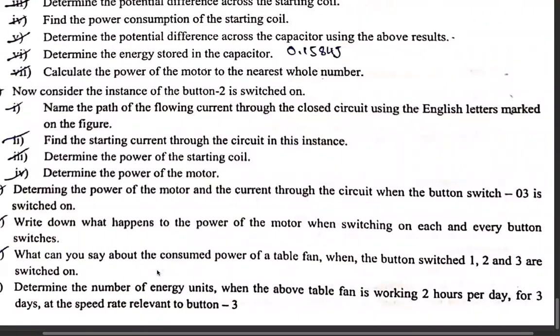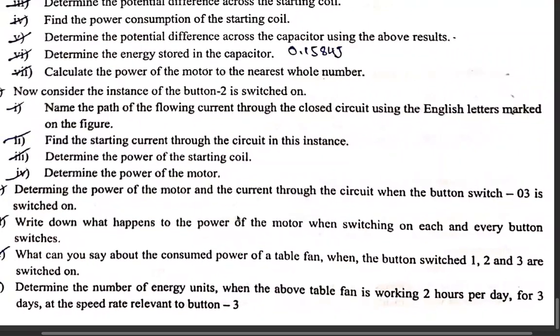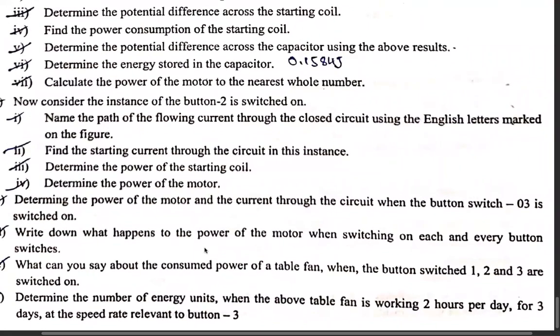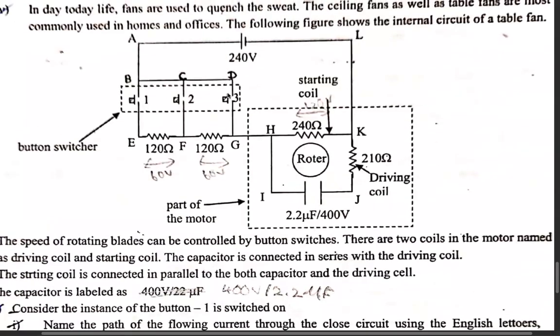So for everything we need to know that power. Determine the power of the motor and current through the circuit when button switch 3 is switched on. Write down what happens to the power of the motor when switching on each and every button switch. What can you say about the consumed power of the table fan when button switches 1, 2 and 3 are switched on? When all 3 are switched on, what will happen?